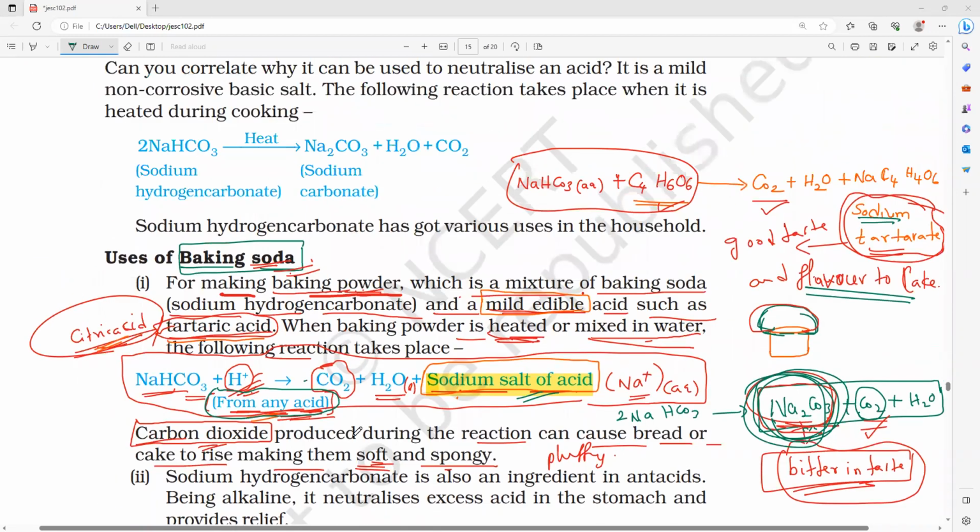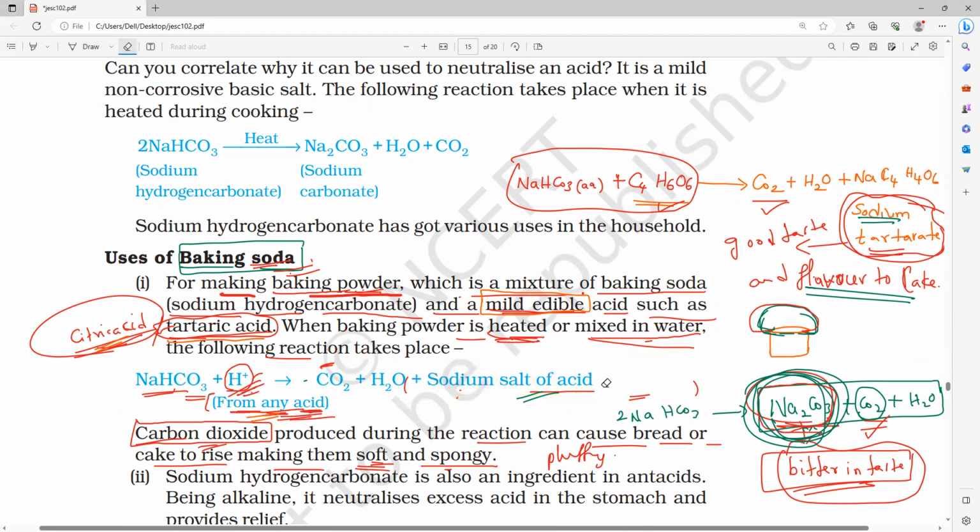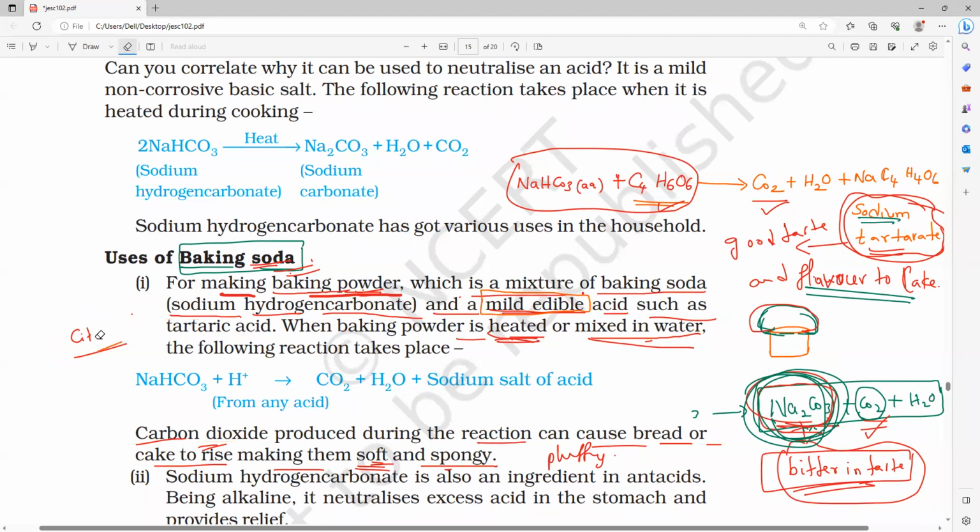Write here two equations. First equation, write this one from your book. And below, write this example. Instead of tartaric acid, you can use any edible acid. That is what you have to remember. Here, for the sodium salt of the acid, you put Na+. What is the salt name? You can take sodium tartrate salt. If you use tartaric acid, sodium tartrate is the salt that will come.